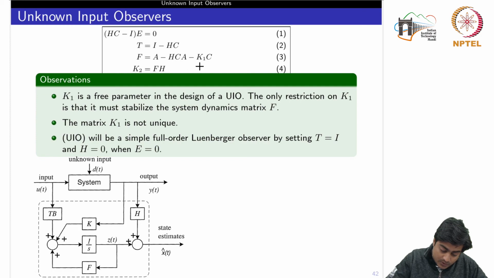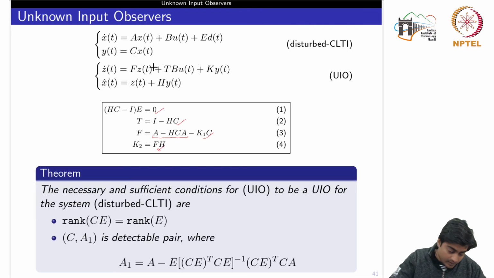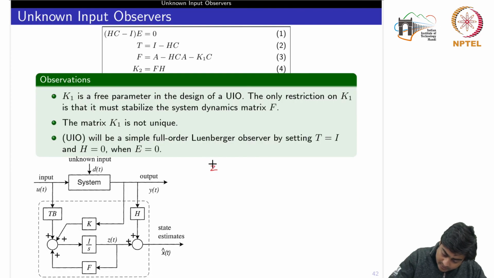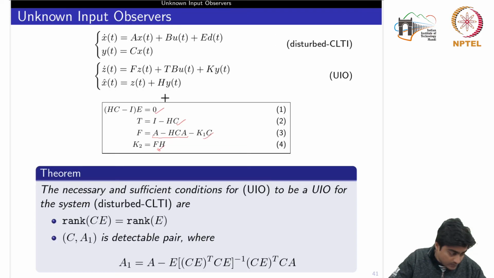Now the interesting part of this UIO is that it actually becomes a full order Luenberger observer if we substitute T is equal to I, H is equal to 0 and E is equal to 0, that is, under the absence of any disturbances. Okay, so this Luenberger observer we had seen earlier, we can see very quickly. So this is the observer. We have z dot is equal to Fz and x hat is equal to z plus Hy, right? So this is what we have as observer.